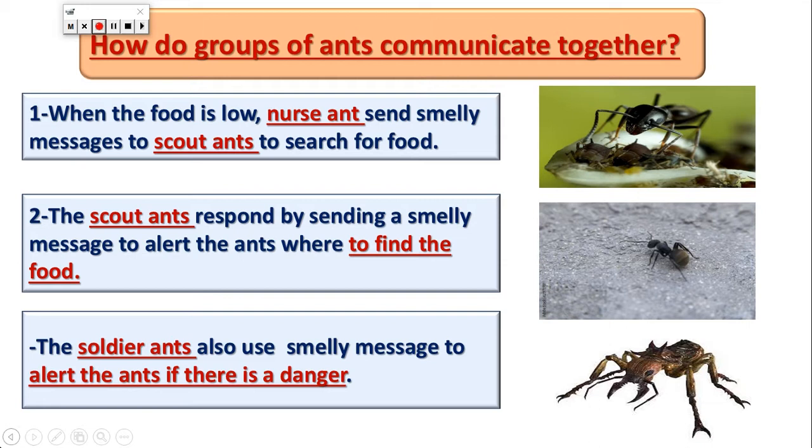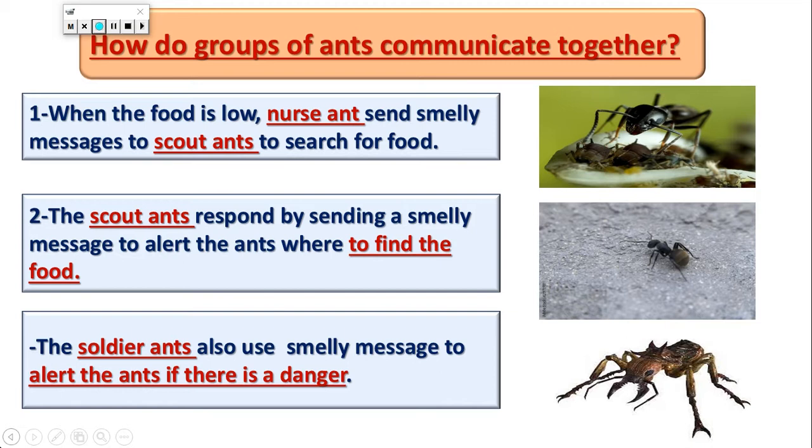And when the scout ants find the food, they make smelly messages to the other ants and they know the place where they can find the food. But the soldier ant, when there is a danger, makes a smelly message to warn the other ants that there is a danger.